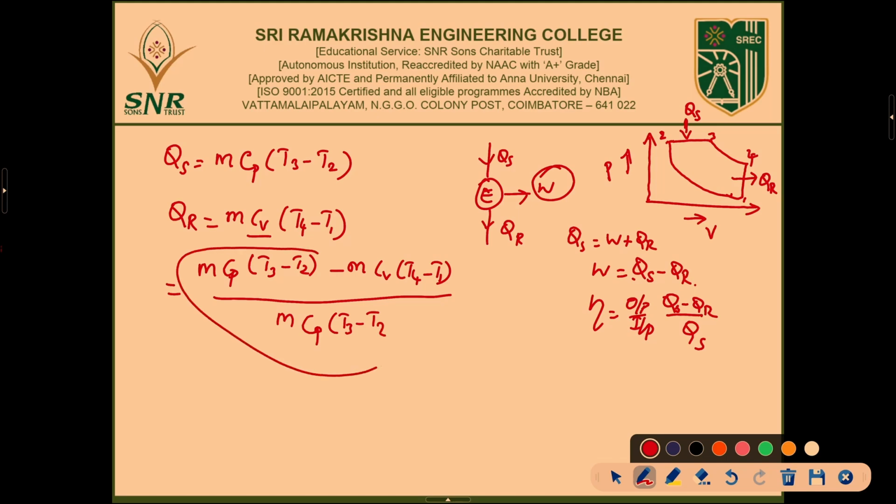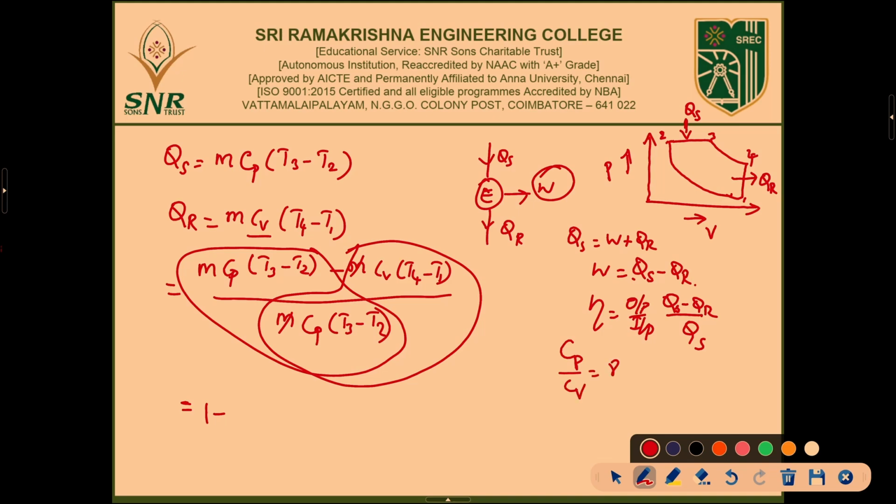You can take this as one term and this as another, and cancel them on both sides. If you simplify, it is 1 minus, and here the mass gets cancelled. Here you have Cv by Cp. We all know that Cp by Cv is gamma, but here we have Cv by Cp, so you get 1 minus (1 by gamma) into (T4 minus T1) divided by (T3 minus T2).